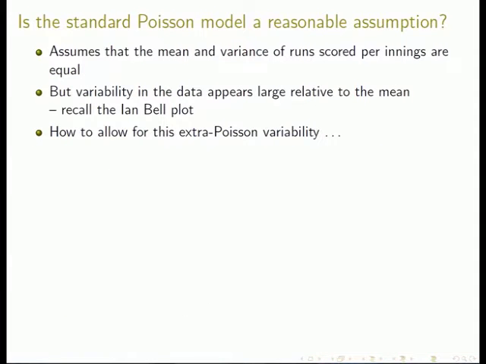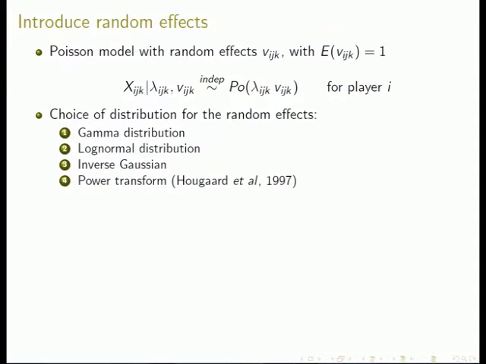So what about this Poisson model assumption? It's quite a restricted assumption. The mean equals the variance, and that data on Ian Bell didn't seem to look like that. So how are we going to allow for extra Poisson variability? Well, we're just going to do the standard thing and assume some random effects. So we're going to have all these random effects with mean 1. So we're going to augment.